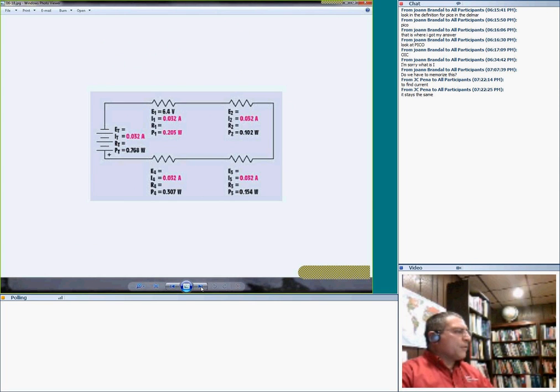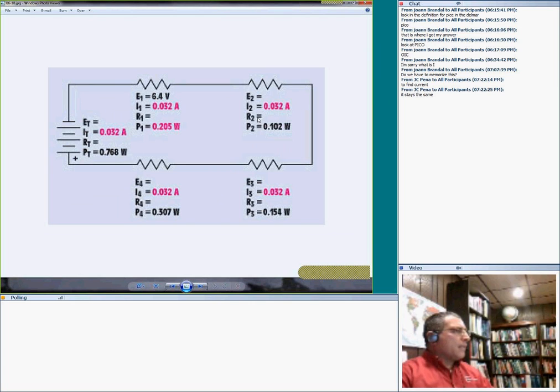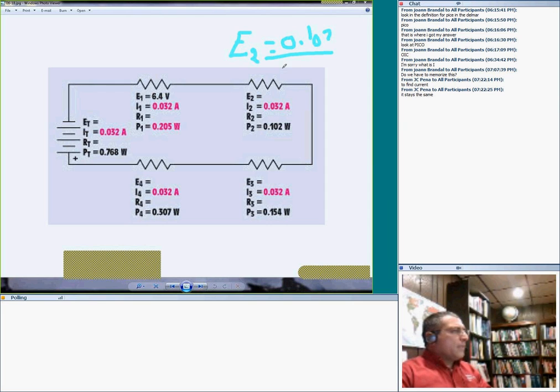That's basically what you do. So the next step, guys, since I found the current, is to find the resistor, or the voltage. I can find the voltage E2. If I want to find the voltage E2 here, it doesn't take a genius to tell you that E2 equals the power, which is 0.102, divided by the current, which is 0.032.